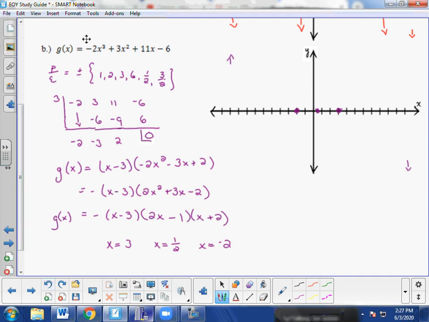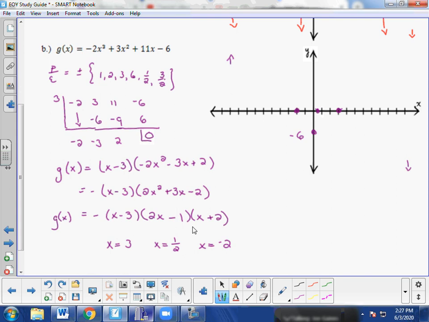Finally, the last thing I need is the y-intercept. So I could substitute in 0 here and find the y-intercept, or I could do it up there, which is a lot easier. This would be 0, 0, 0, minus 6. So I'm going to put a point on here and call this negative 6. And these are the points that I need to hit with this end behavior to give me my graph.